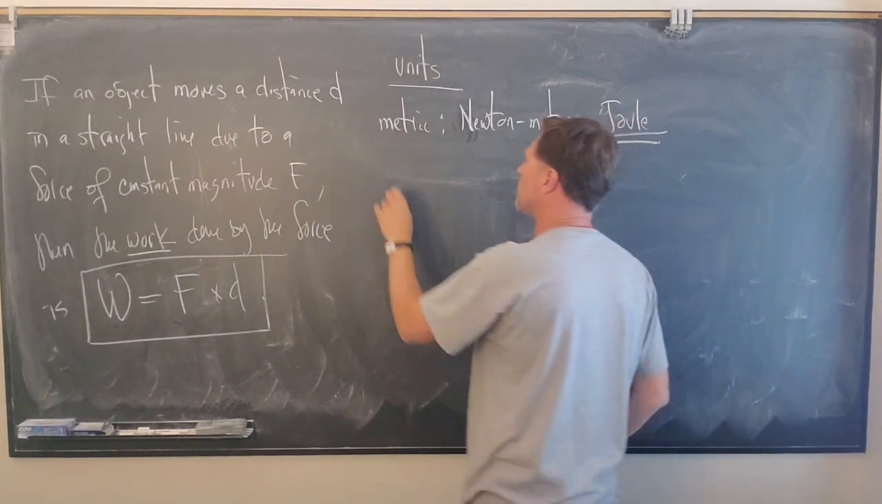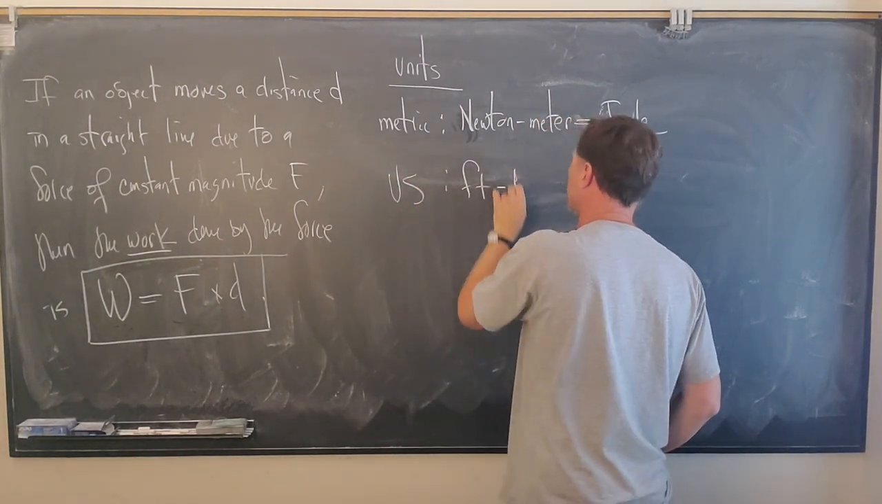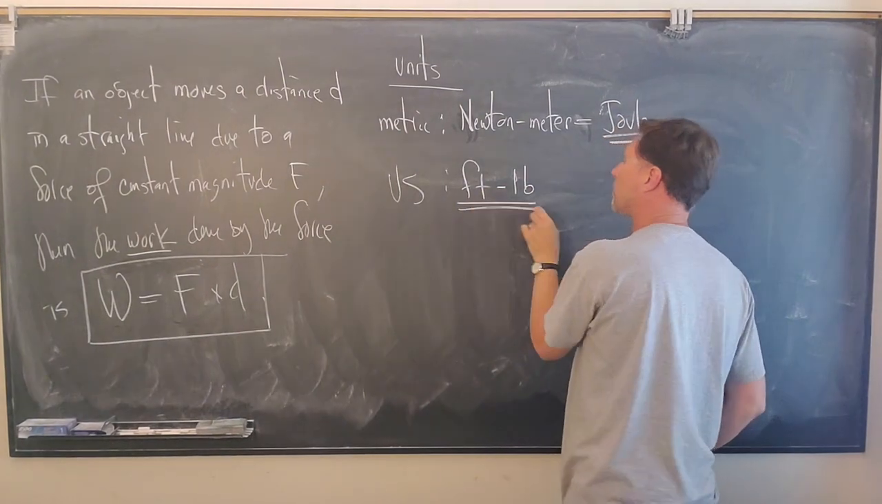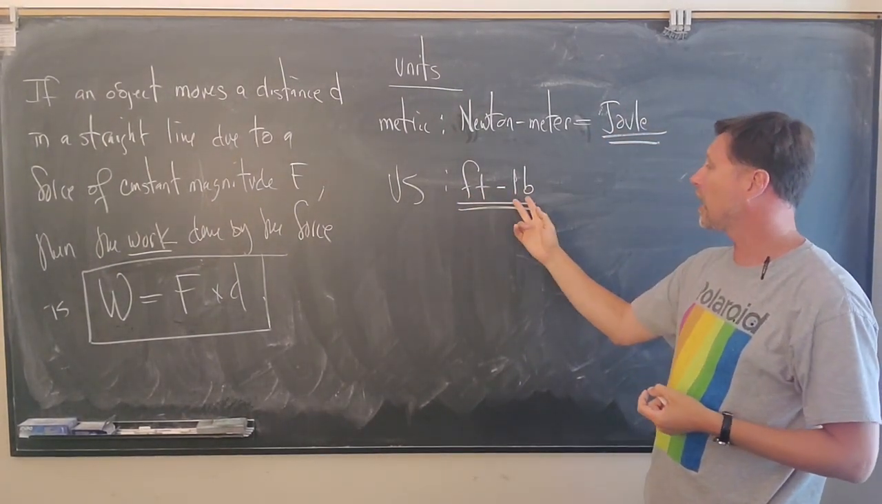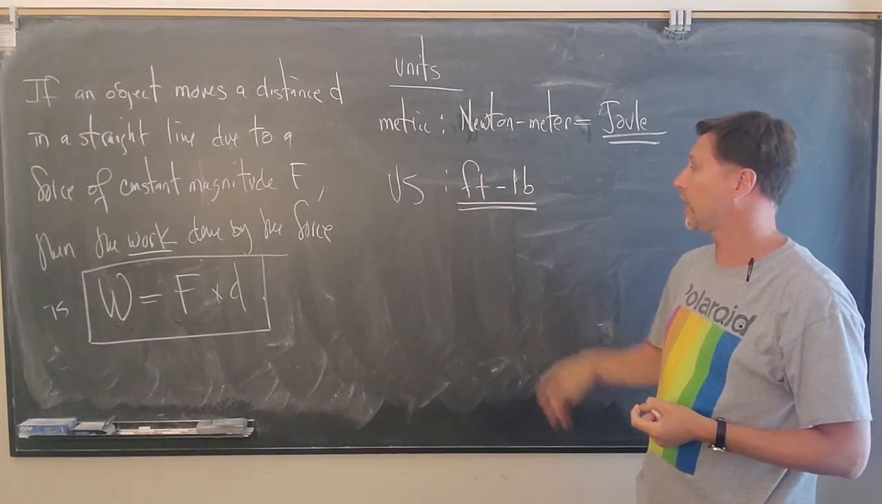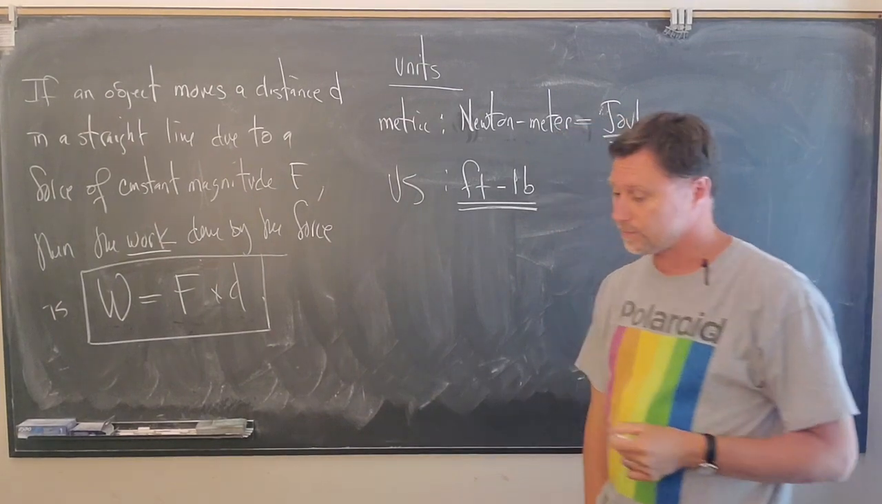In the US system, it's the foot-pound. Right? So we've got distance in feet, and force is measured in pounds, so the foot-pound is the standard measurement of work in the US system.